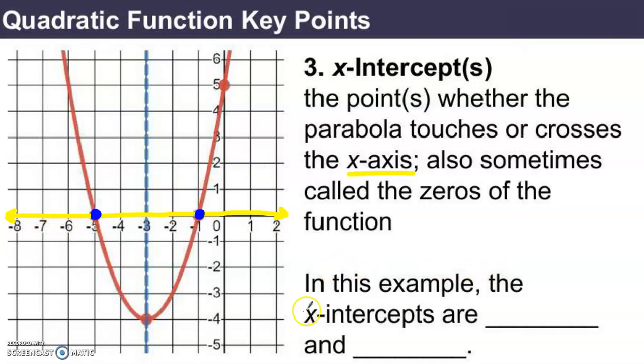So in this example, the x-intercepts, plural, are this point. That's negative 5, 0. And what's the other one? Negative 1, 0.